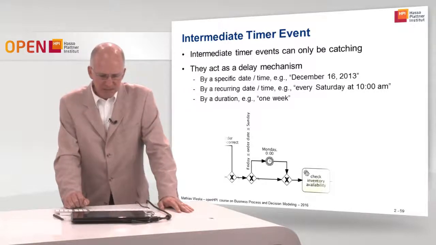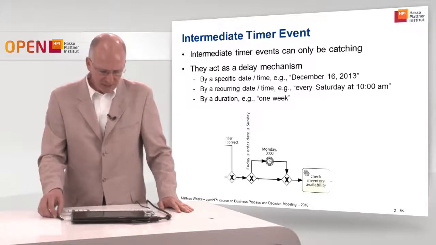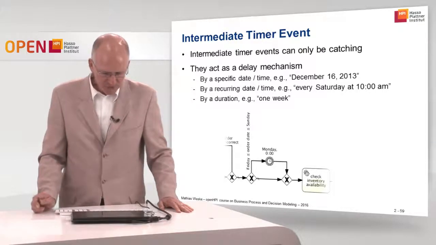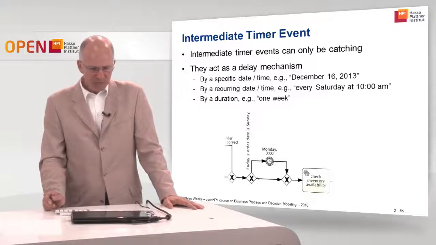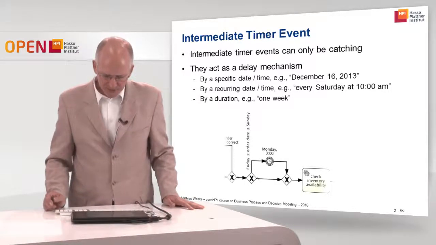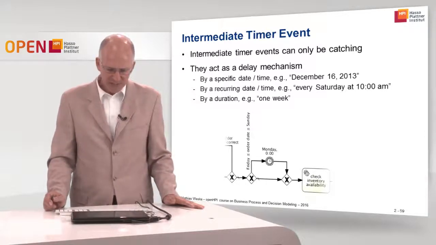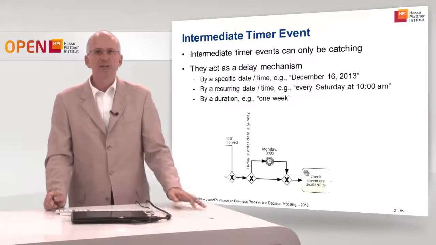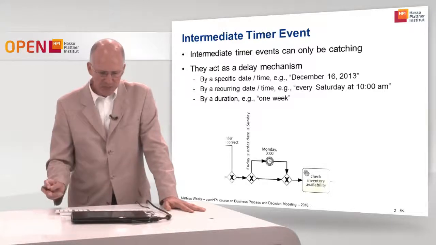So intermediate timer events can only be catching. And that is exactly what we need here. These intermediate timer events act as a delay mechanism. And we can specify that by using a date time, for instance, December 16th, 2013, or by a recurring date time, for instance, every Sunday or every Saturday at 10 a.m., or by duration, for instance, when we say 1 week.